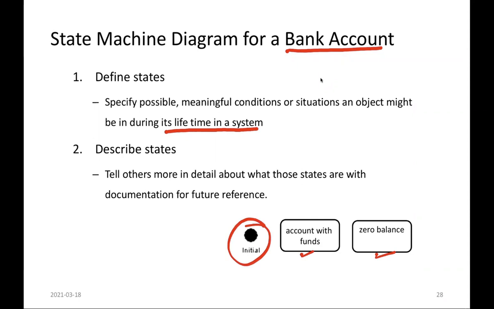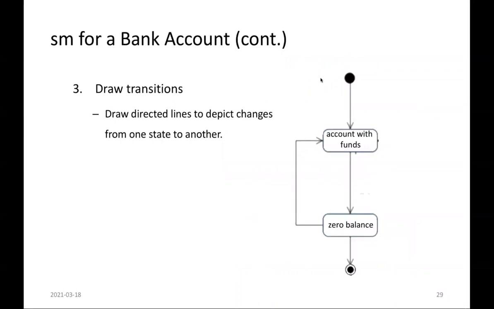The second step in building a state machine diagram is to describe such states. You need to tell others in more detail what those states are. So you have to provide a description of those states, which will be used for future reference. That means they have to be well documented. And the third step is to draw transitions between states. So we always have a transition between the initial state and the first state in the system.